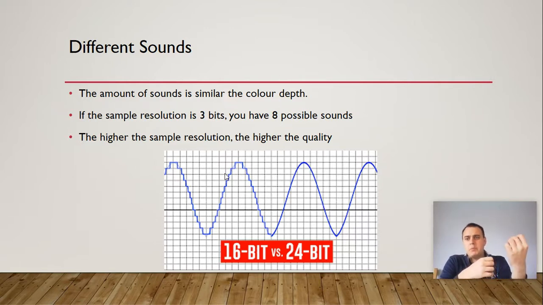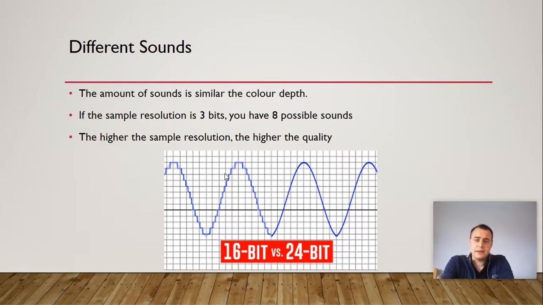It could be beep, bop, beep, bep, bep, bep, or whatever. That's when you've seen, like, 8-bit sounds versus 24-bit sounds and so on and so forth. So this is called sound resolution or audio bit depth. If the sample resolution is 3 bits, you've got 8 possible sounds. The higher the sample resolution, the higher the quality.